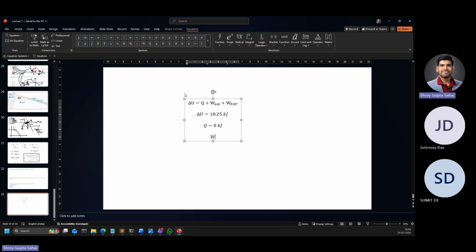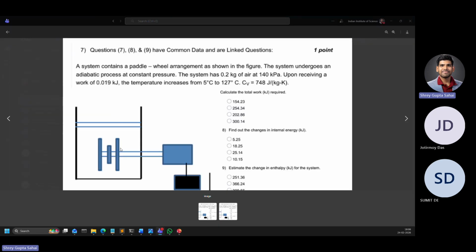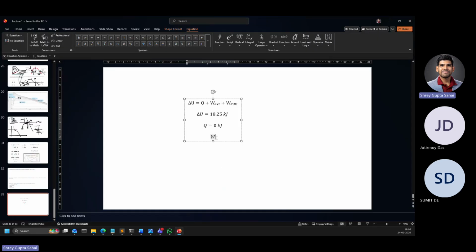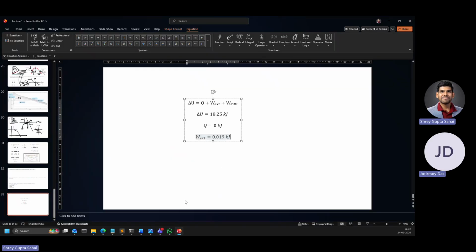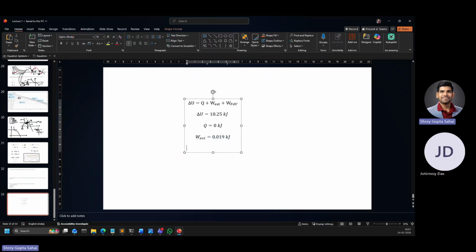We are also told the external work. There are two kinds of work going on here: one is the boundary work, and the other is the shaft work or paddle work. So this external one becomes 0.019 kilojoules, right? So what is the work done by PdV?